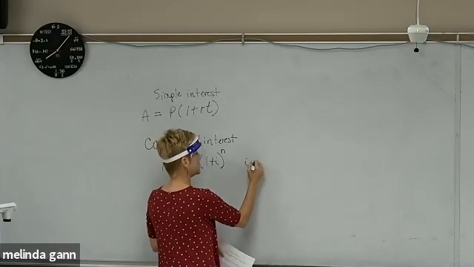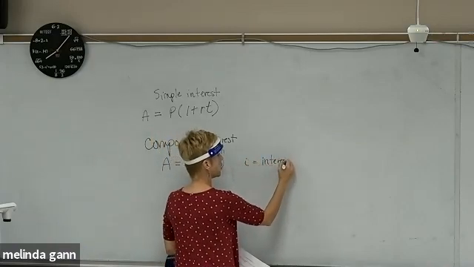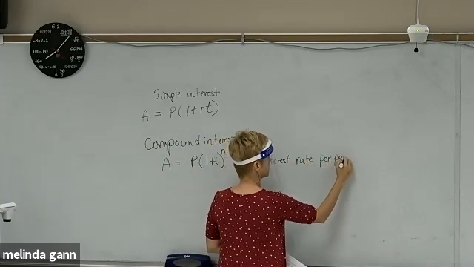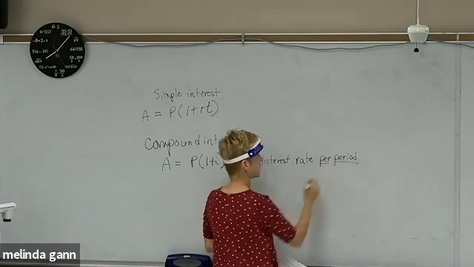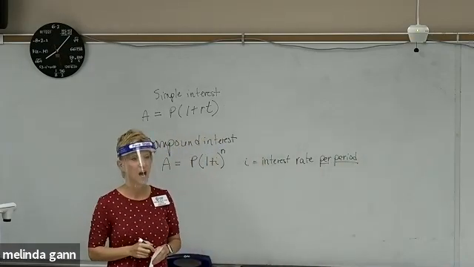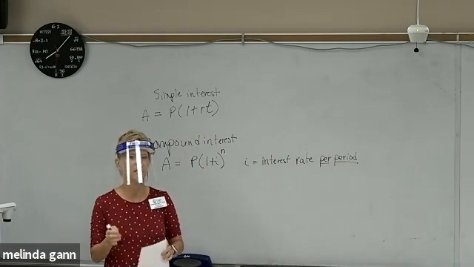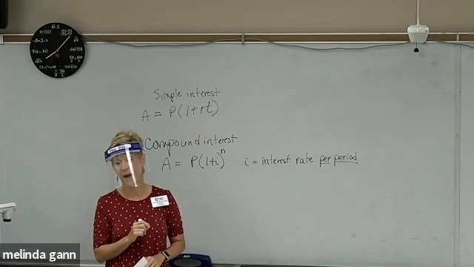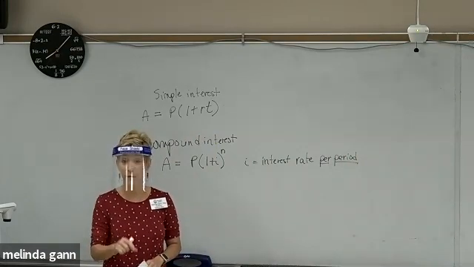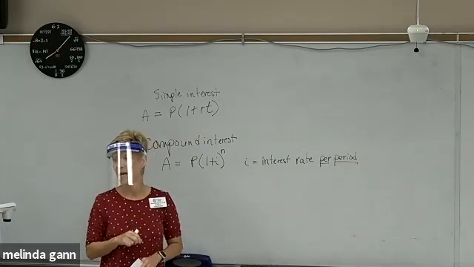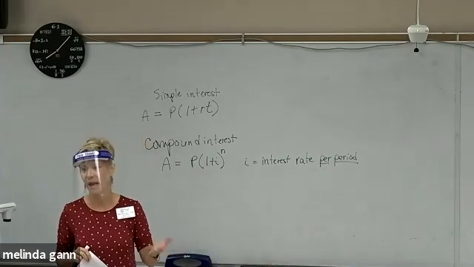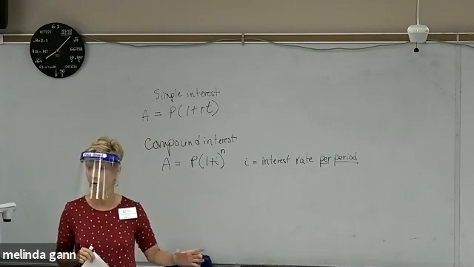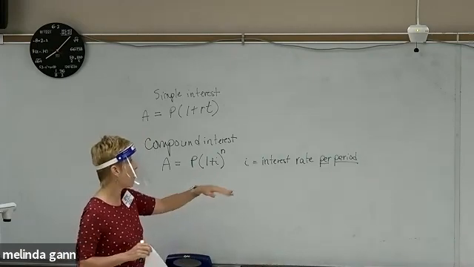This i needs to be your interest rate per period. So here it does matter what it is. If it says compounded quarterly, that i has to be the interest rate per quarter. If the problem says compounded monthly, that i has to be your interest rate per what? Month. If it says compounded biannually or semi-annually, that means the interest rate has to be your rate per every half of a year. So that rate is per period.